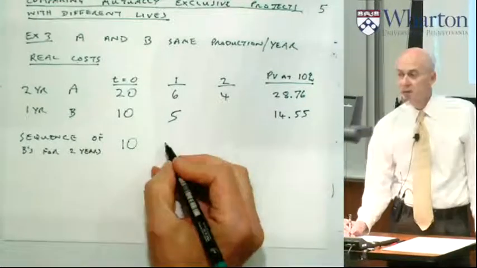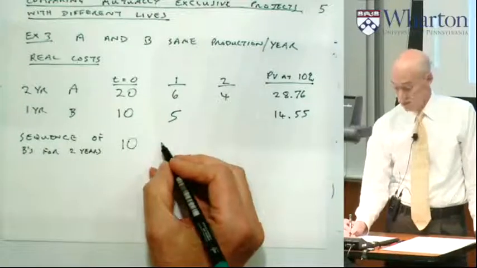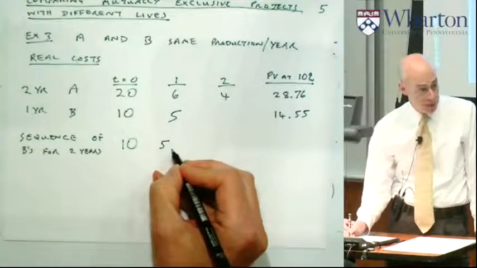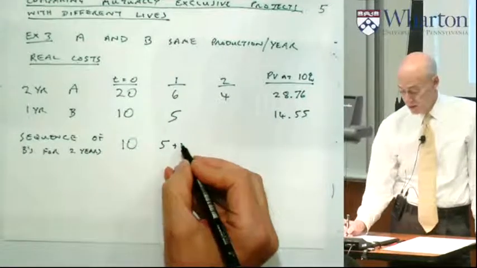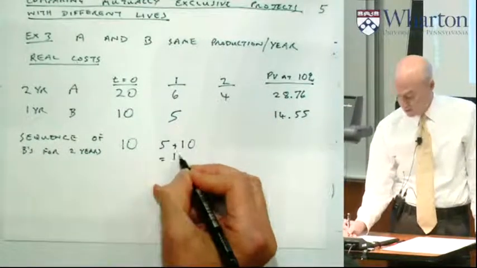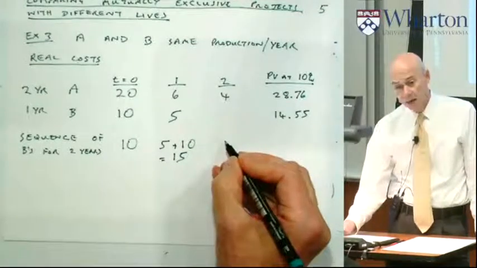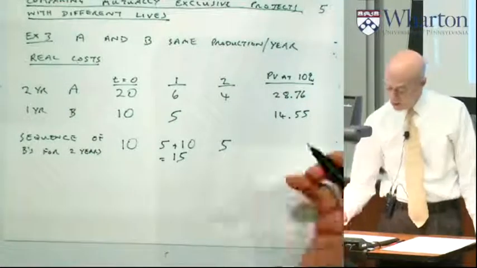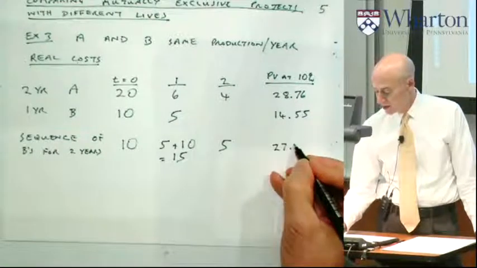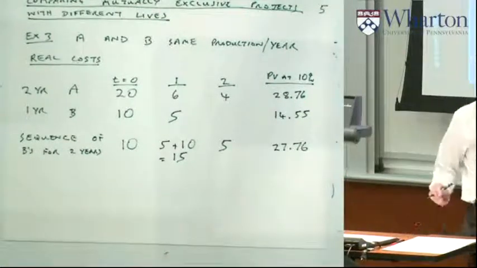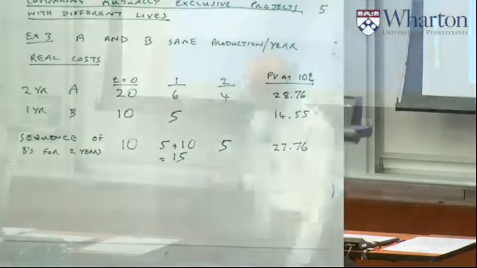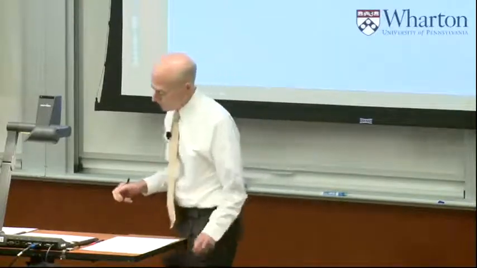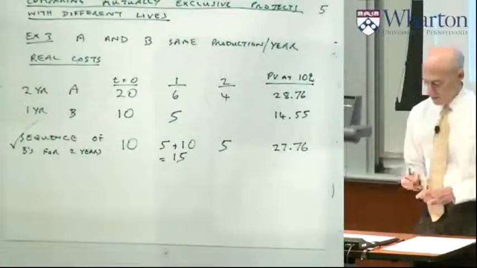At date 1, what happens with the first B? Well, we've got 5 for the old one, and then we buy a new one for 10, so we've got 15, and then we have 5 at date 2 for the maintenance cost. You do the present value calculation, you get 27.76. So the costs are lower than for A, so which should we use? B. So B is the preferred one here.